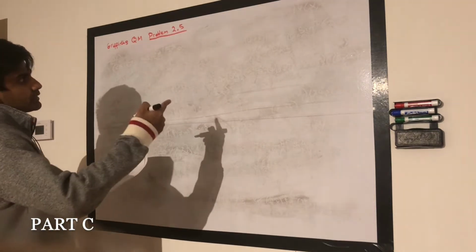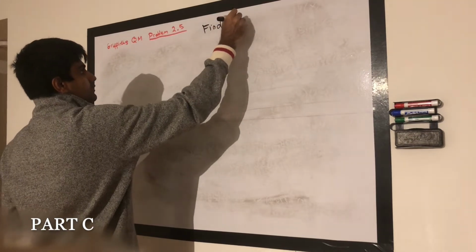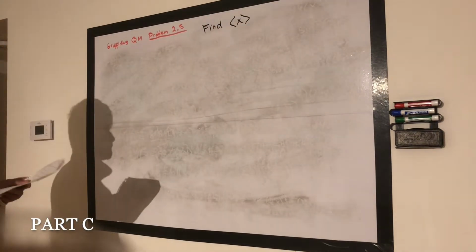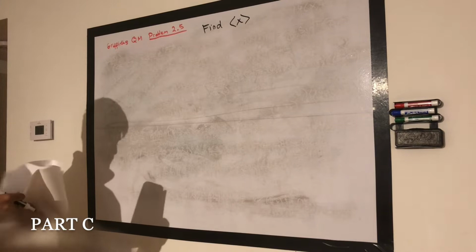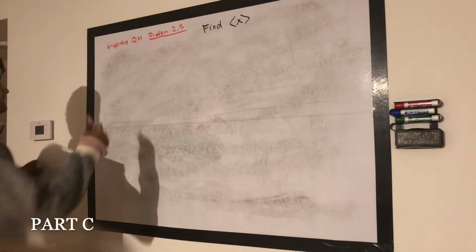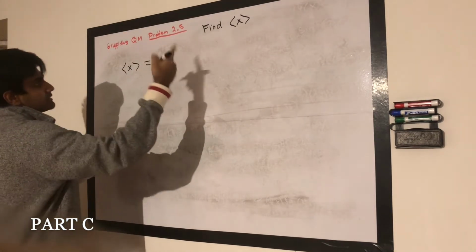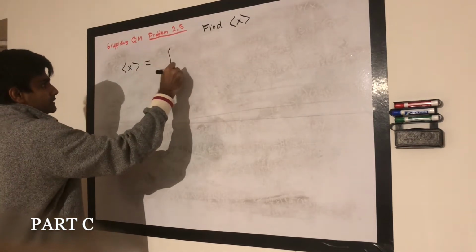Okay, so the next part of the question wants us to find the expectation value of x. Now this is just basically solving a really big integral problem. From the formula, what you should find is that the expectation value of x is just equal to x times the norm of it integrated across the entire space.